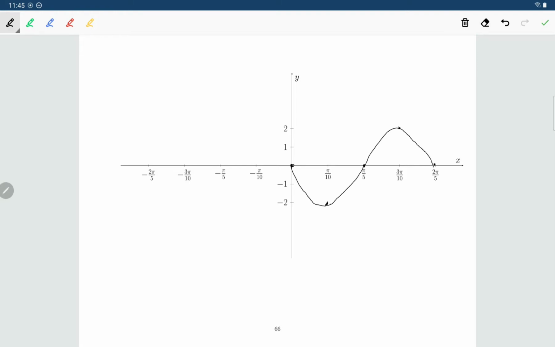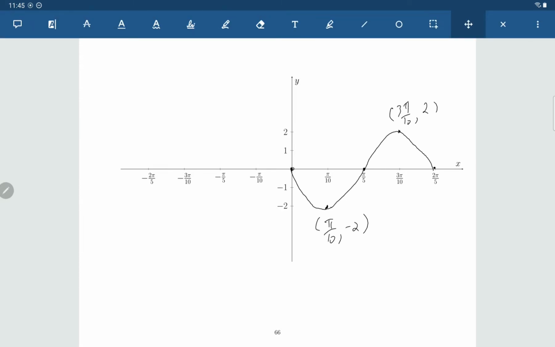And of course, I should be labeling these points. So the points 3 pi over 10, comma 2, and the point pi over 10, negative 2. Both of those points need to be labeled. The other three key points, they're on the x-axis, so they're good enough as they are. And now we just need to replicate this.